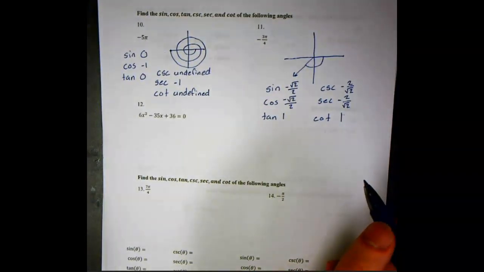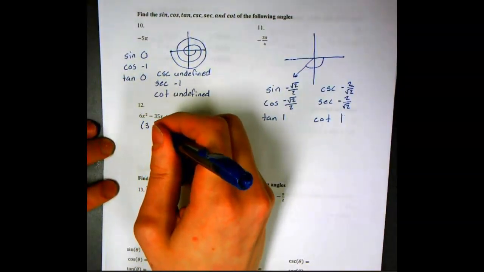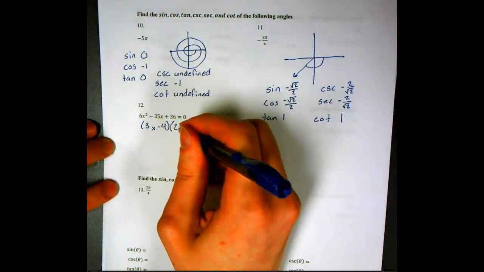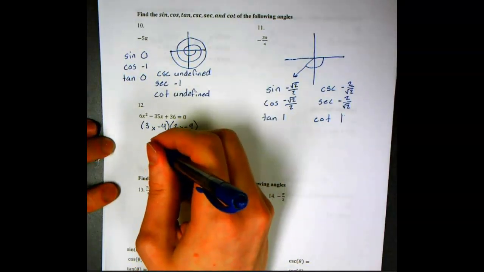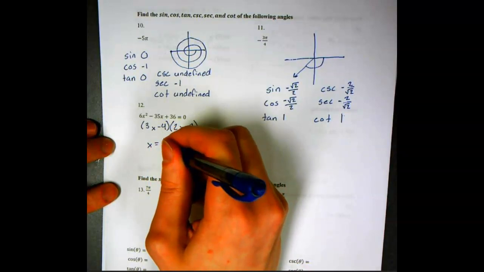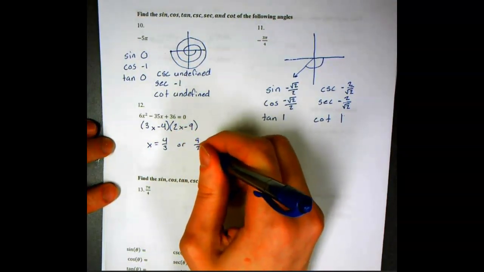For problem 12, we need to factor this. So when we factor this, we'll have 3x minus 4 and 2x minus 9. So x is going to equal 4 over 3 or 9 over 2.